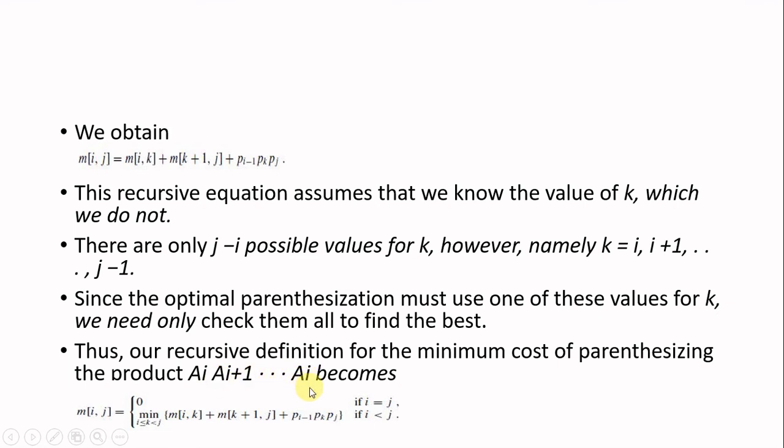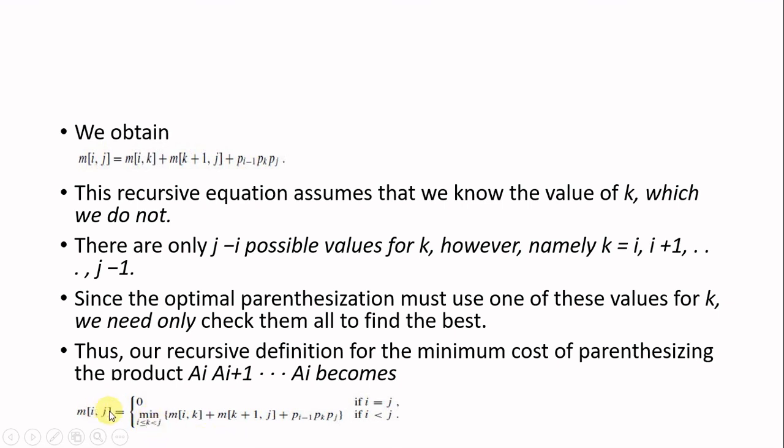So m of i comma j is equal to 0 if i equals j, because if i equals j there is only one matrix, so there is no need for any multiplication, so that is equal to 0. Otherwise, if i is less than j, then you should find the minimum of this value.